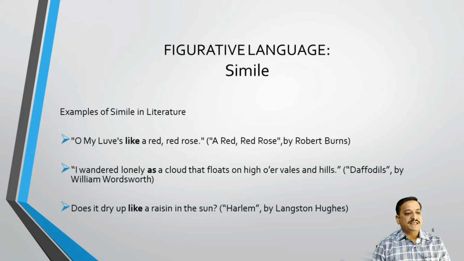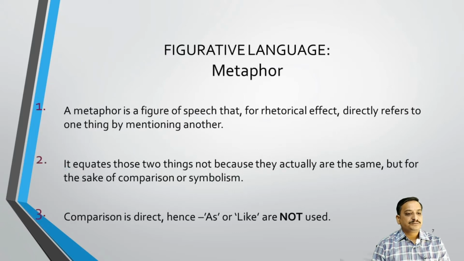Examples of simile in literature. We have Robert Burns' poem A Red Red Rose, in which he writes, "My love's like a red red rose." Or we take Daffodils by William Wordsworth, in which he writes, "I wandered lonely as a cloud that floats so high over vales and hills." Or we take Harlem by Langston Hughes. He writes, "Does it dry up like a raisin in the sun?" Here the use of words like and as are examples of similes.